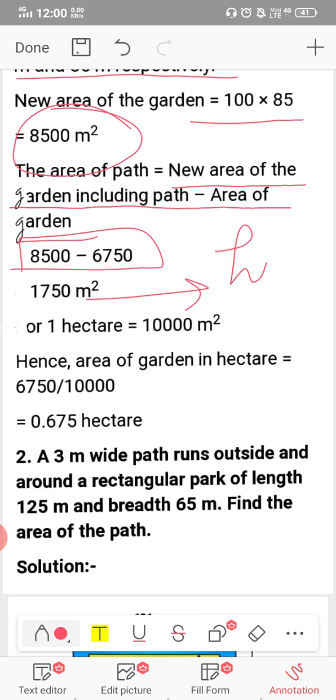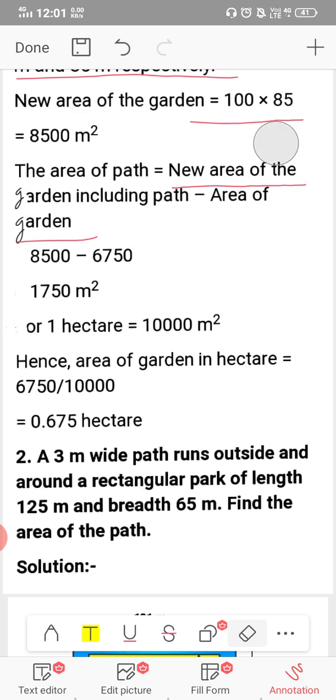So when we convert a smaller value into a bigger value, we will divide it. So we know that 1 hectare is equal to 10,000 meter square. So 6750 meter square will be equal to 6750 divided by 10,000, and the answer is 0.675 hectares. Now moving on to the second question.